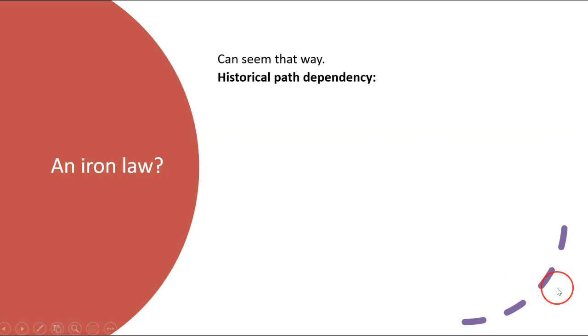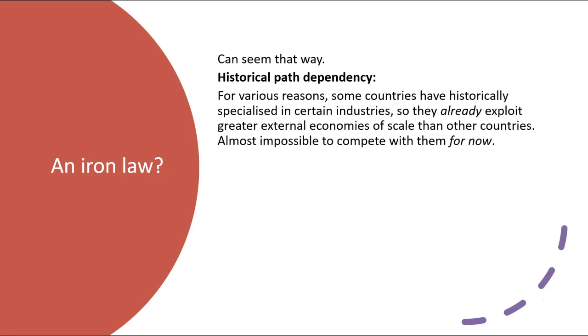And this is where you get cases of what we might call historical path dependency. For various reasons, some countries have historically specialized in certain industries. So they've already exploited and are continuing to exploit greater external economies of scale than other countries do. In that situation, kind of like the one we just saw, it's almost impossible to compete with them for now.